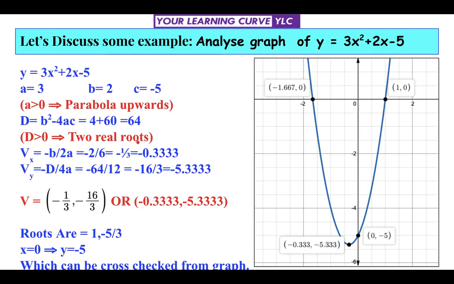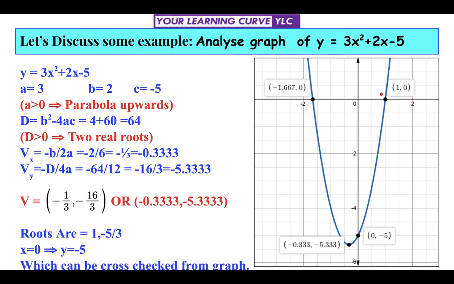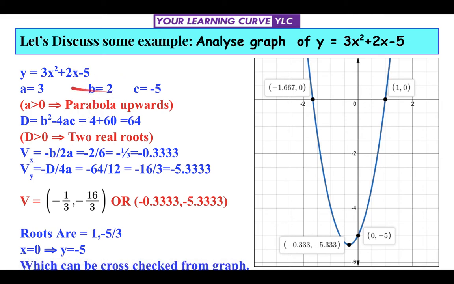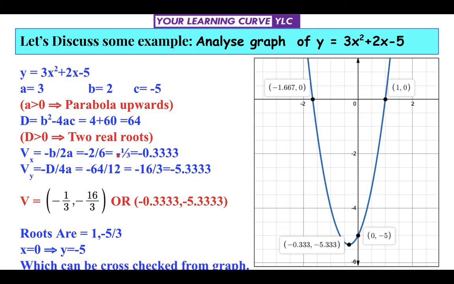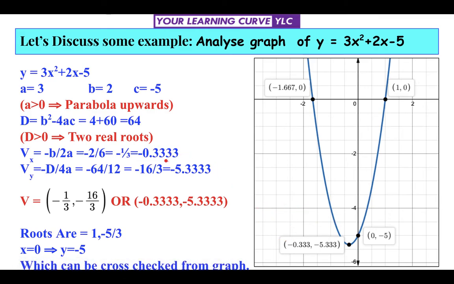Now we know that the parabola is opening upwards and it will cut the x-axis at two distinct points. Now let's see where this vertex will lie. The vertex x coordinate is minus b by 2a, which is minus 2 by 6, which is minus 1 by 3. I have converted it into decimal because this program is giving the coordinate values in decimals. So just to give you an idea that we are getting the exact result, I have converted it into decimal. Minus 1 by 3 is minus 0.33333.